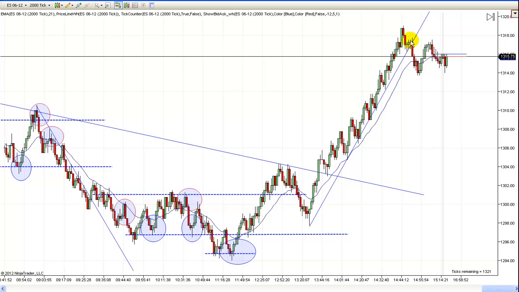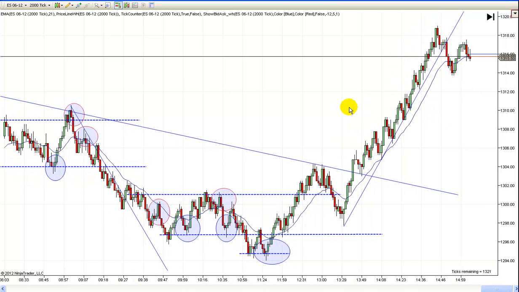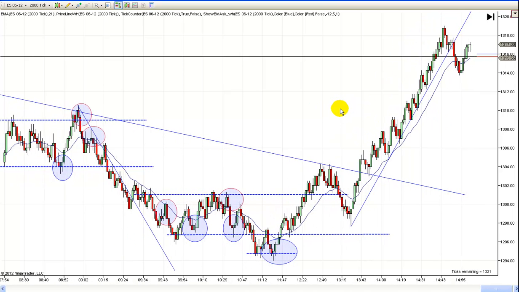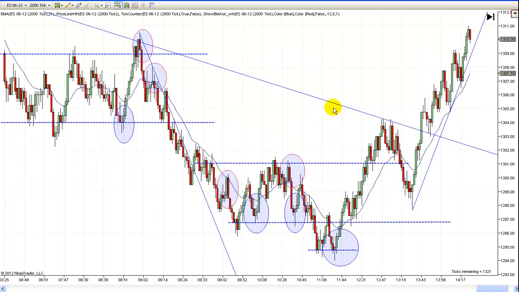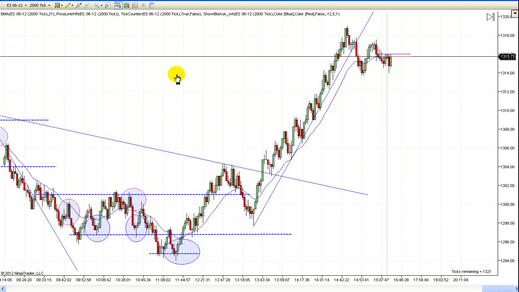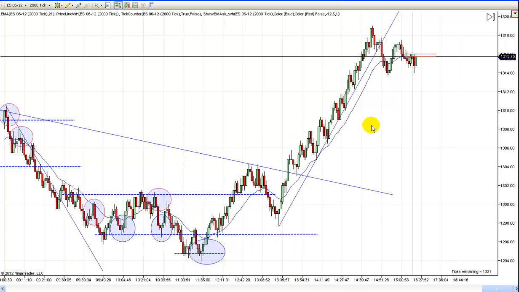So get out up here, and you're going to get the lion's share of the move. And you're not ever going to get all the move. Let's say you traded this and you entered down here, you exited right in here, and then 2 hours later you come back and you say, look, I got out and I left 5 points on the table. Don't worry about that. You can't get all the move.